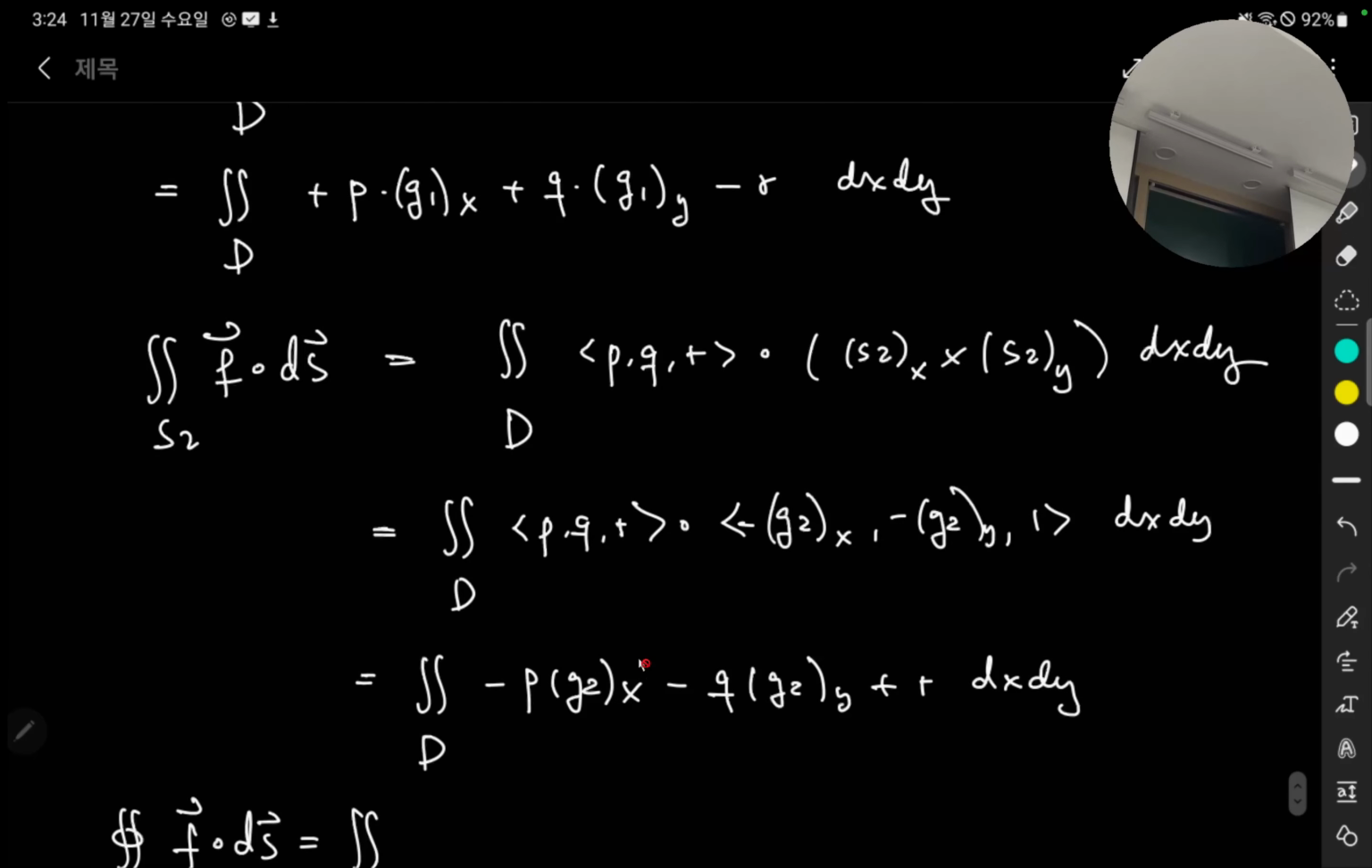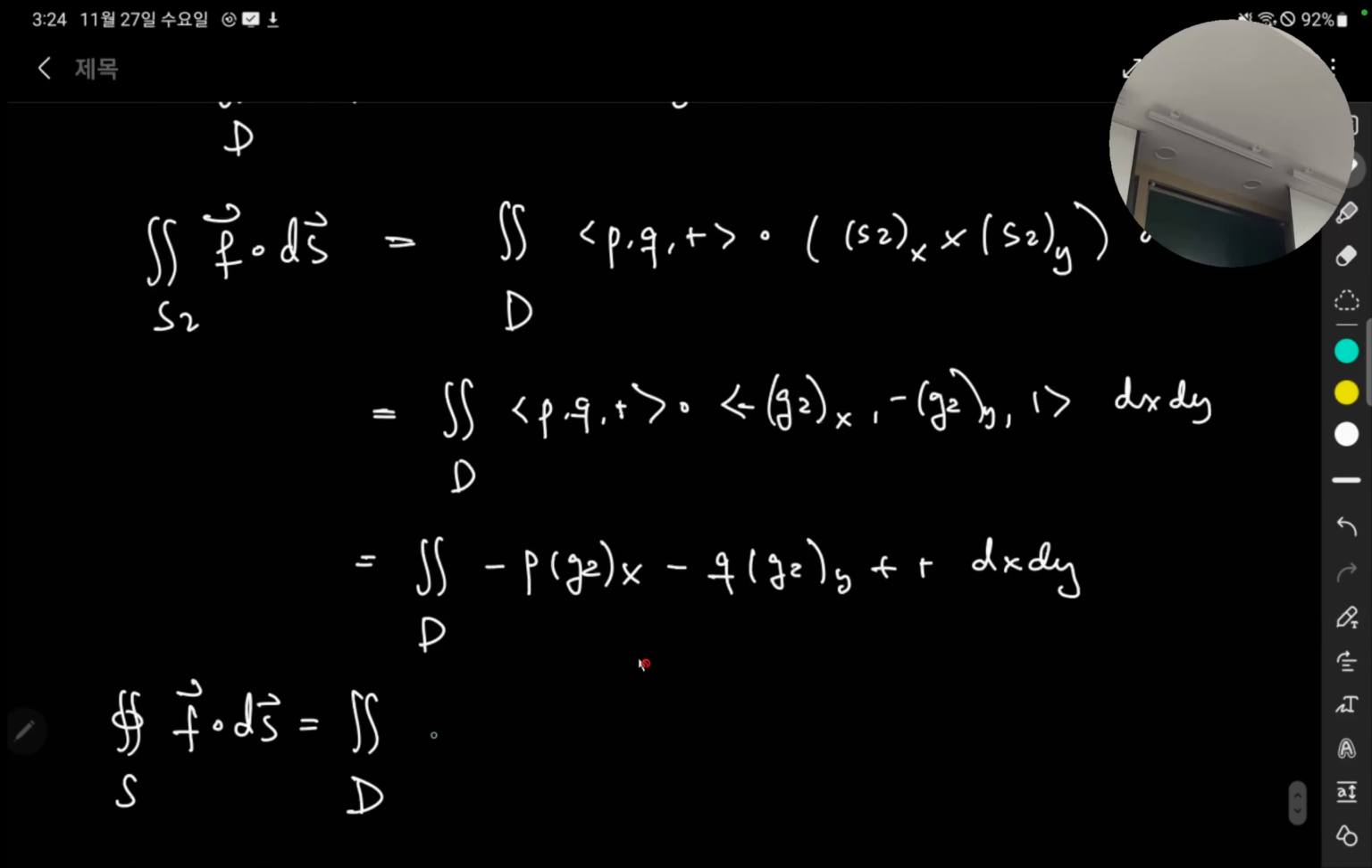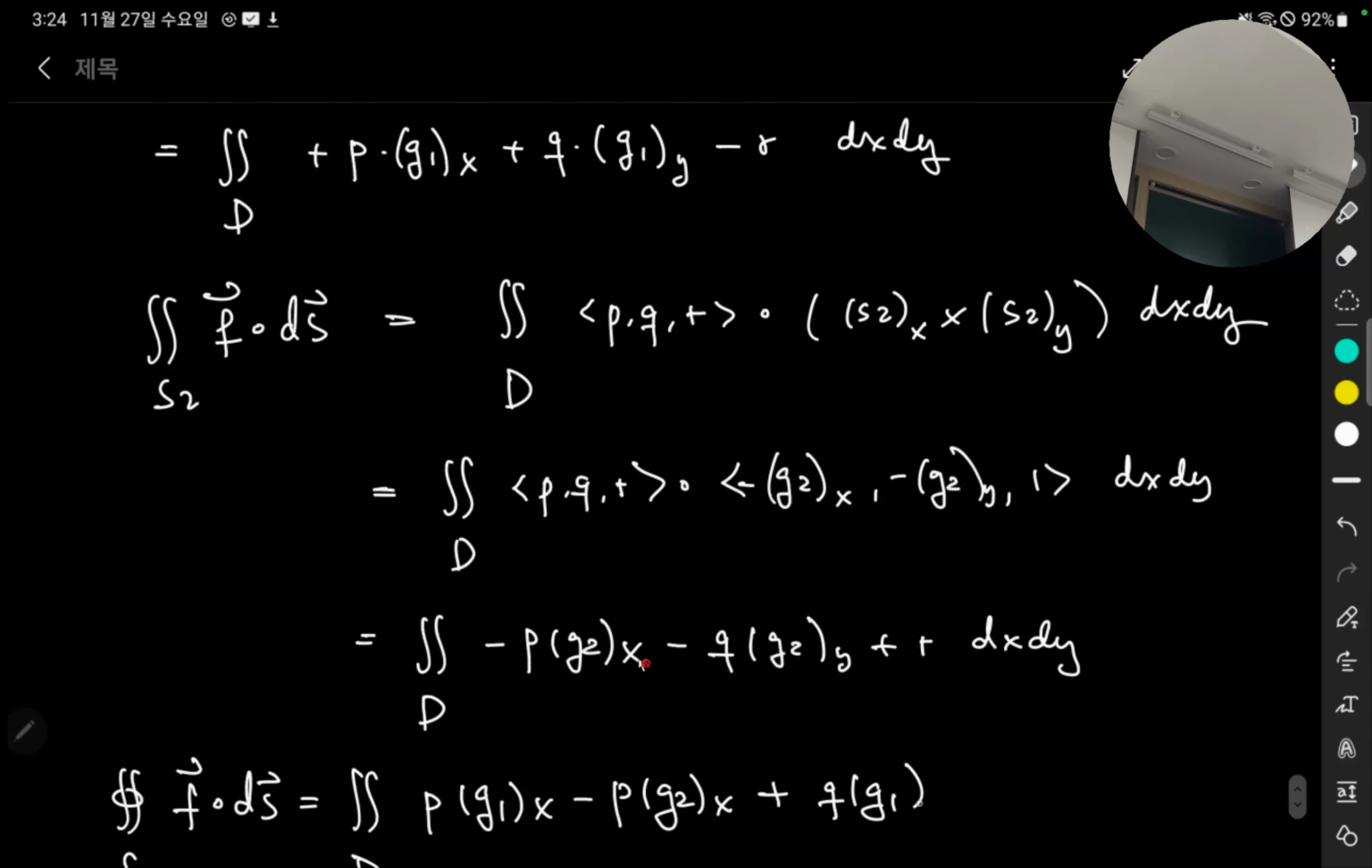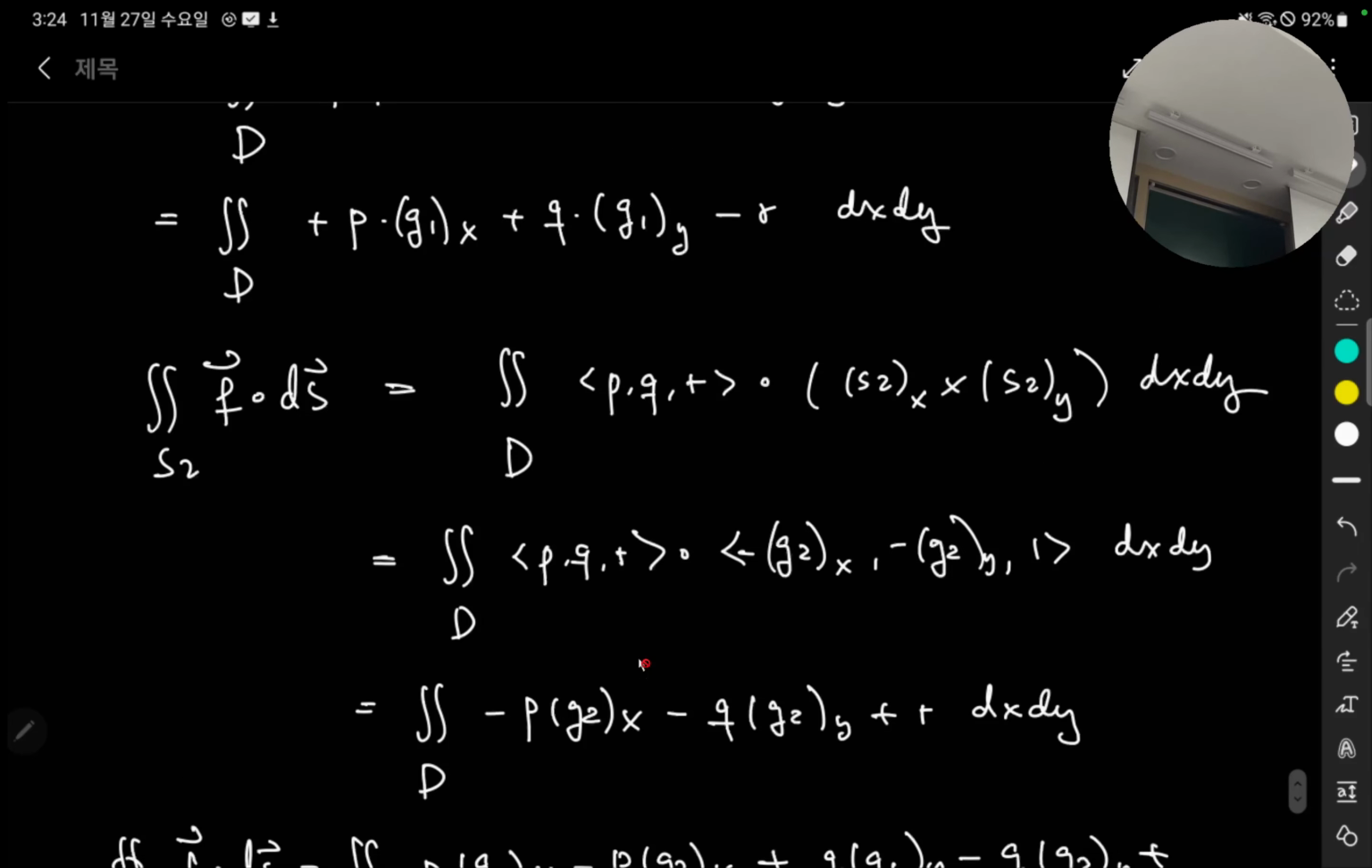So P G1x minus P G2x plus Q G1y, yeah, minus Q G2y plus, okay, so now it's weird. We have minus R and we have a plus R here. Do they cancel out each other?